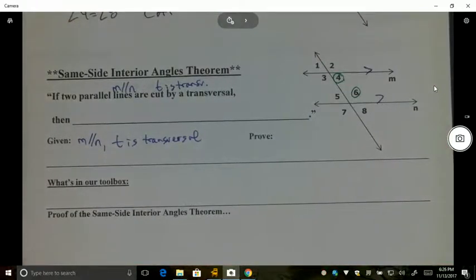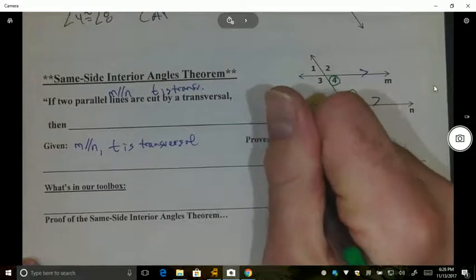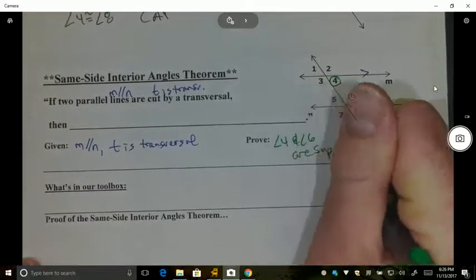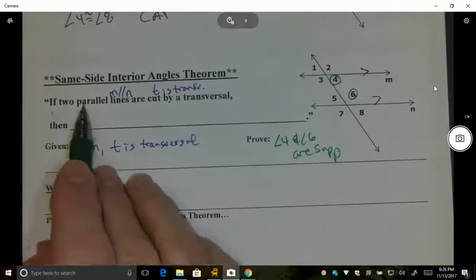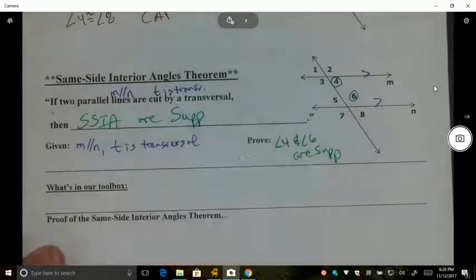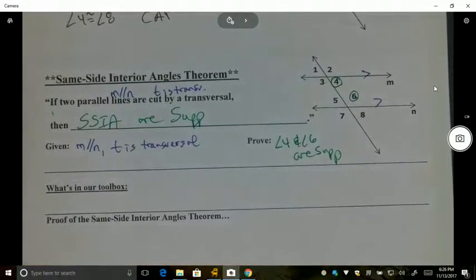When we come up with a game plan for this, by the way, we're trying to prove angle 4 and angle 6 are supplementary. This theorem says if the pair of lines are parallel cut by a transversal, then same side interior angles are supplementary. There are only supplementary sets with parallel lines other than linear pairs, which are always supplementary.